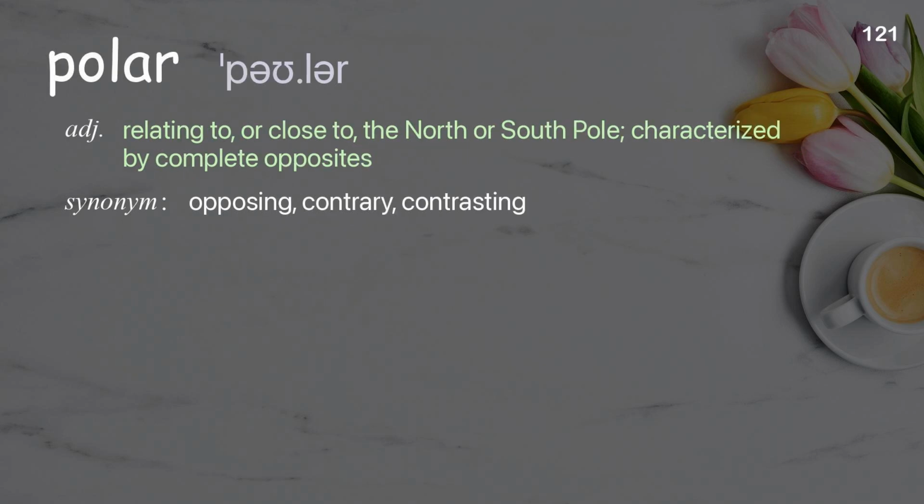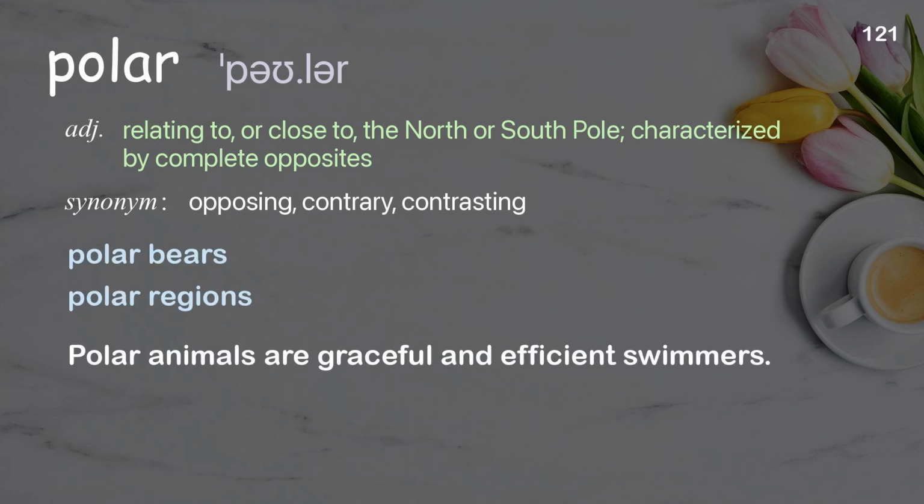Polar. Relating to, or close to, the North or South Pole; characterized by complete opposites. Examples: polar bears, polar regions. Polar animals are graceful and efficient swimmers.